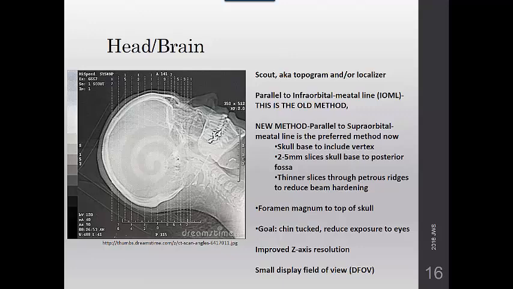Older single slice machines had to be set up with two sets of scans, one through the petrous ridges with thinner slices, and then one through the remaining portion of the brain with thicker slices, usually set up as 5 millimeter and then 10. But pay attention to the slice thickness at different facilities you visit during clinical rotations to see the variations and if there are any variations.